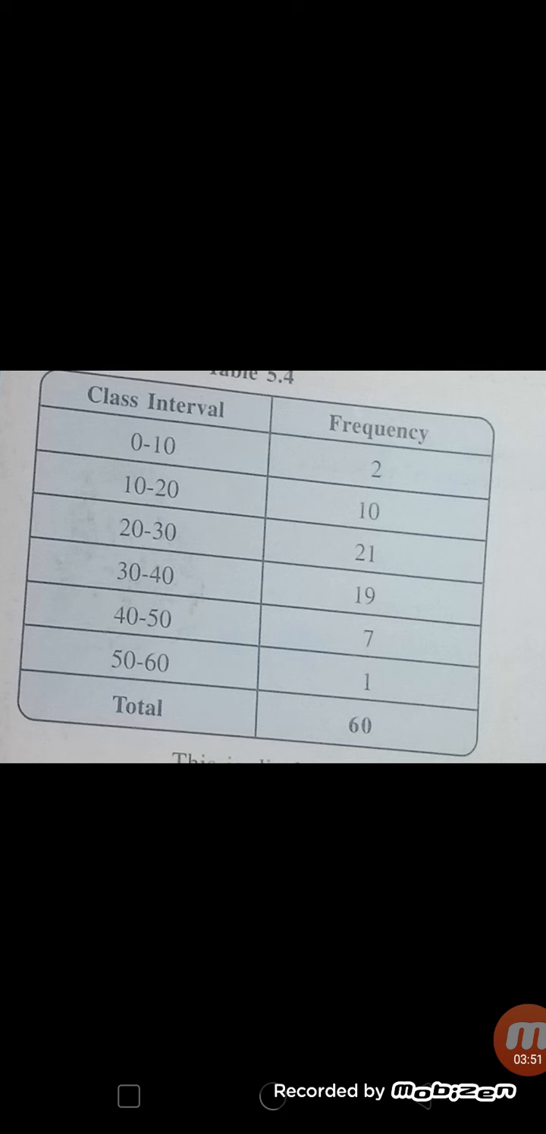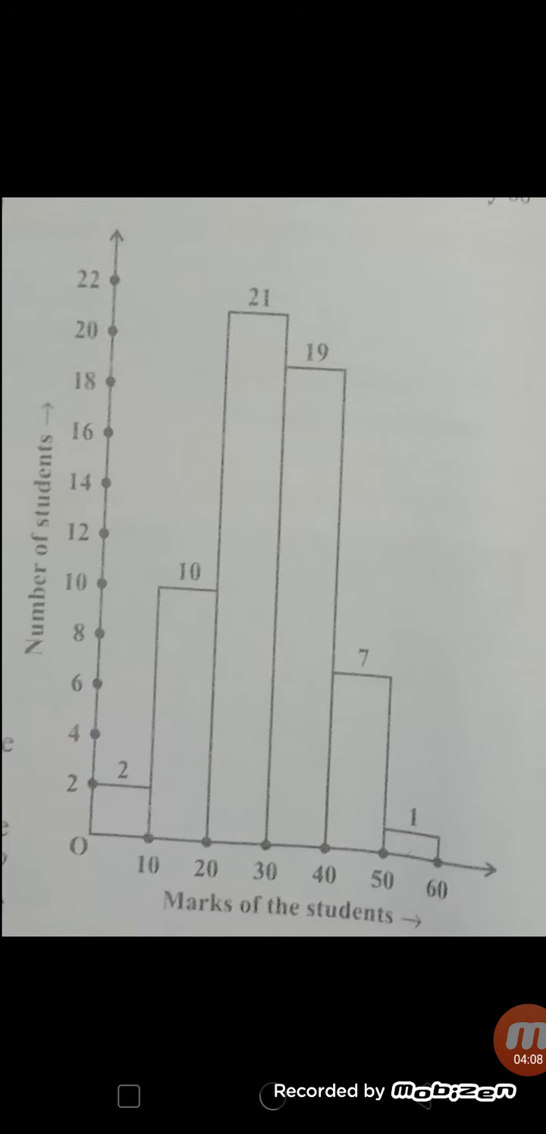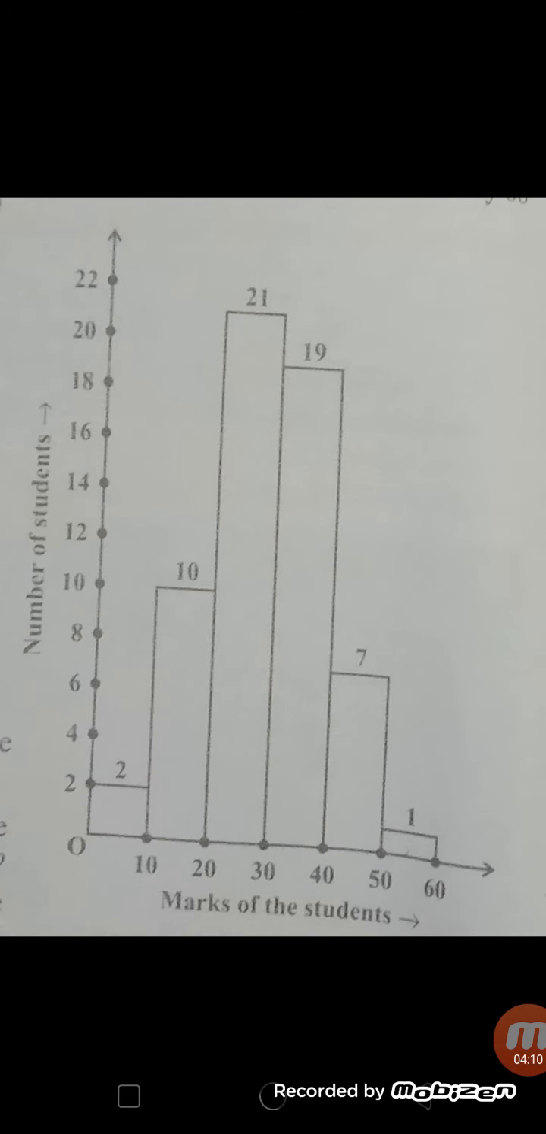Now, the same data is given for the marks of 60 students. Now we have to represent this data graphically. But when we represent it graphically, we will get bars with a difference like this. You can see here there is no gap between the bars. Class intervals 0 to 10, 10 to 20, 20 to 30, 30 to 40, 40 to 50 and 50 to 60 are on the horizontal axis, and on the vertical axis the number of students is given.